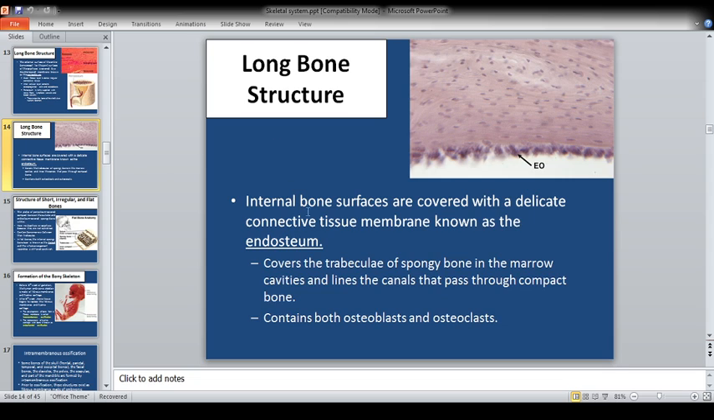So internal bone surfaces are covered with a delicate connective tissue membrane which is known as endosteum. This is endosteum. Periosteum is towards the outside, whereas the internal structure is covered with endosteum. It covers the trabeculae of spongy bone in the marrow cavities and lines the canals that pass through compact bone. It contains both osteoblasts as well as osteoclasts. So the major growth of the bone would take place here.